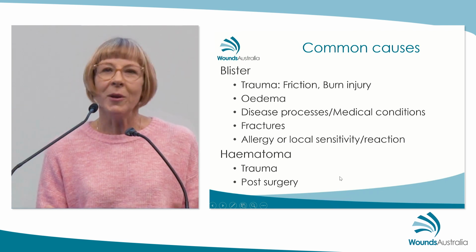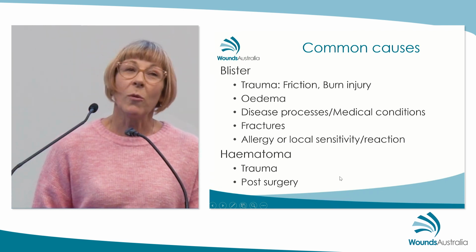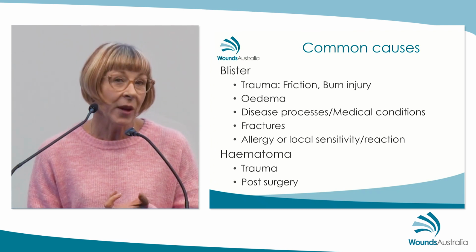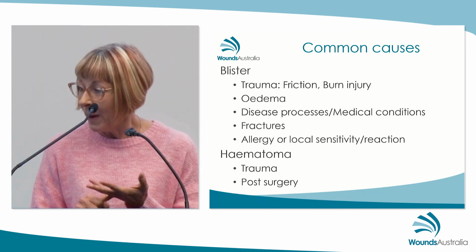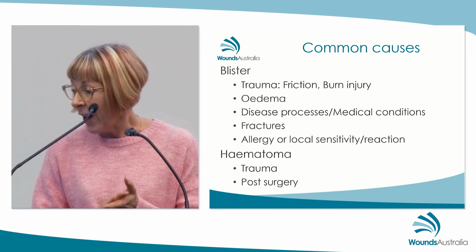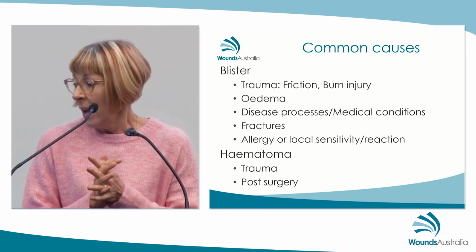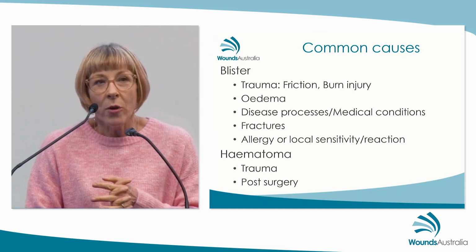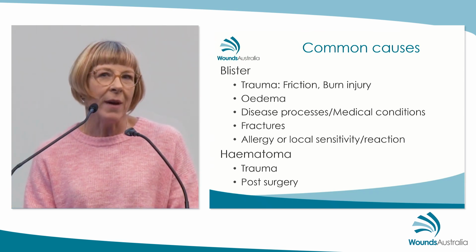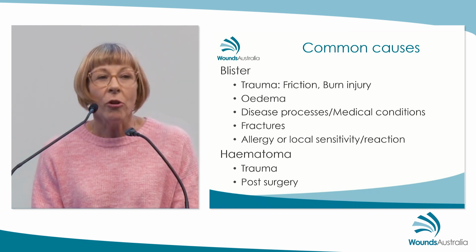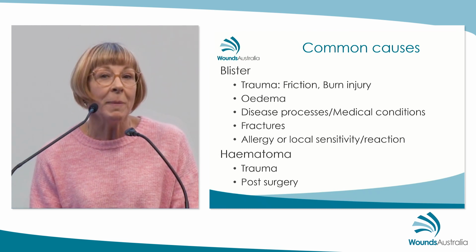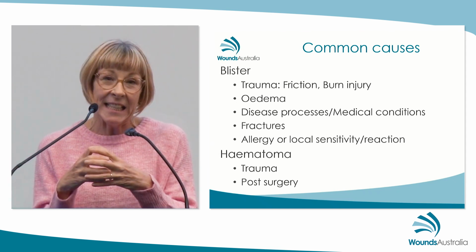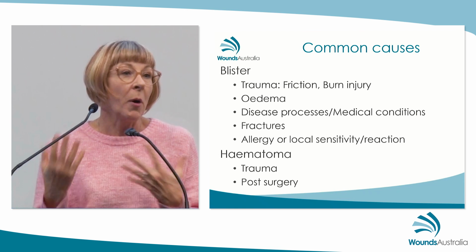Okay, so what are the common causes? So blisters can be caused by lots of different things: friction, certainly partial thickness burn injury, edema, diseases, fractures, allergies, bites, stings, all sorts of different things. Hematomas, probably not quite such a wide range of causes, probably a lot due to trauma, often blunt trauma, because of course the skin's not broken, so the blood collects underneath the skin, or of course post-surgery.